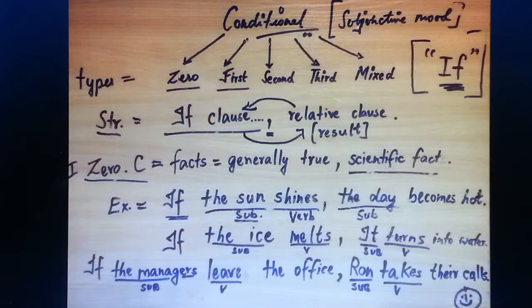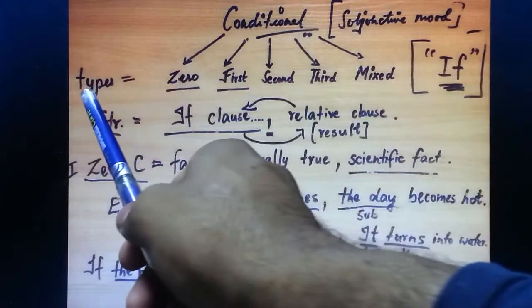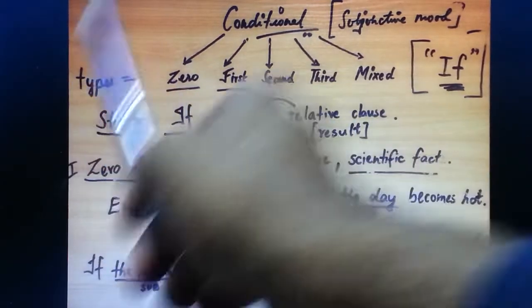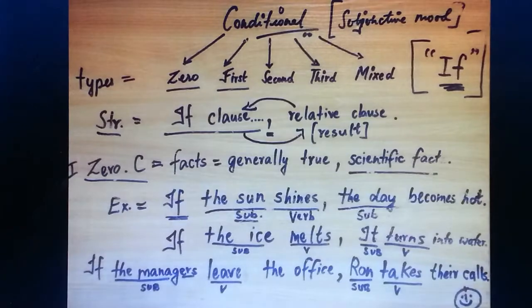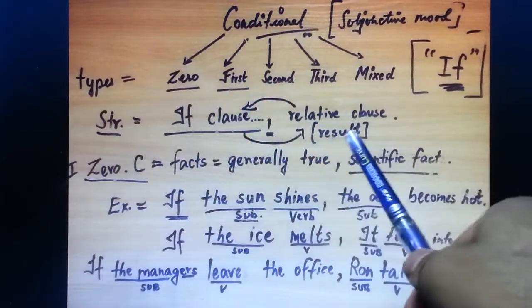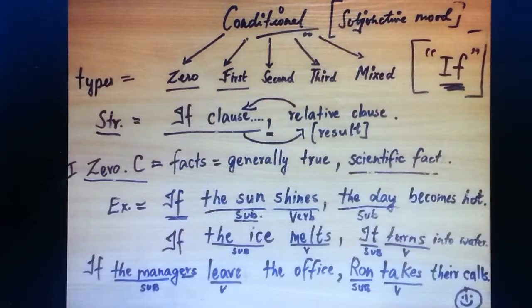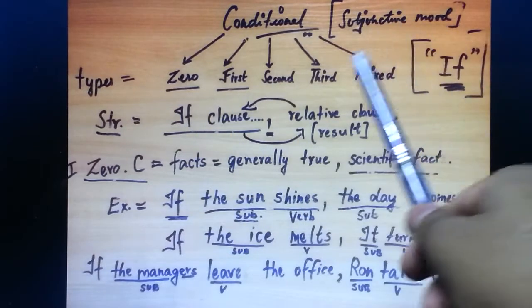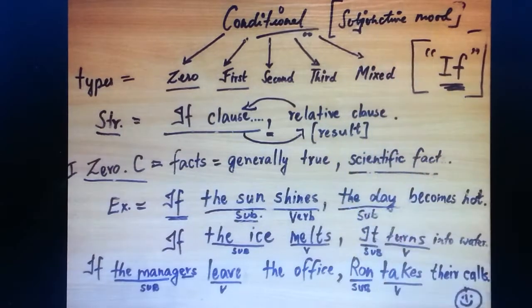So before we even start with examples, first we have to know the structure of conditional sentences. The structure. A conditional sentence consists of 2 main parts. The first one is the if clause. The second one is the relative clause, or it's also called the result clause.